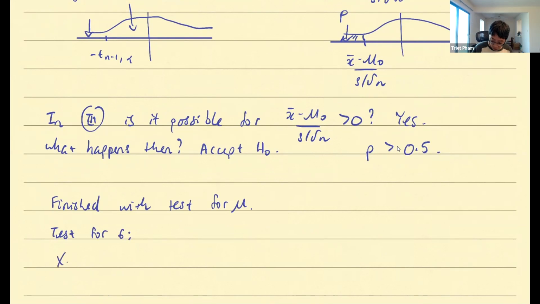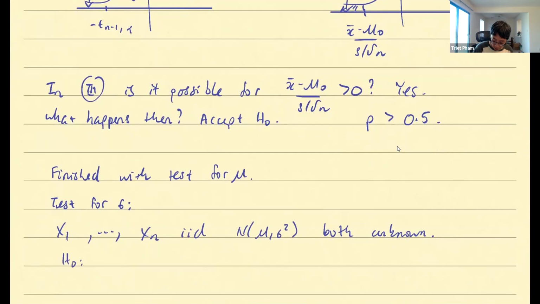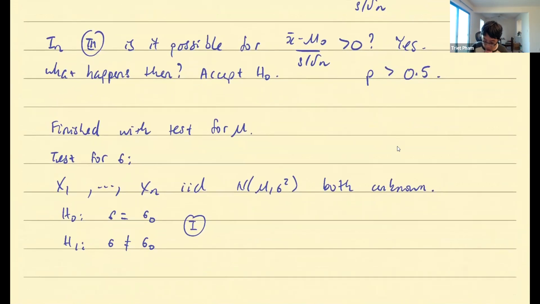So we have X1 up to Xn, IID, normal mu sigma square, both unknown. So I would just write down the test of type 1, and type 2, type 3, we can kind of just understand. So questions for you.